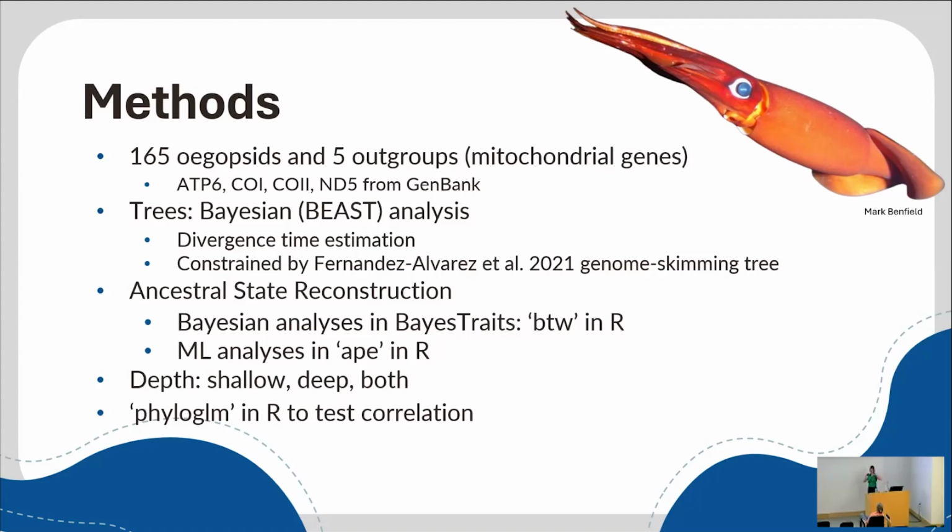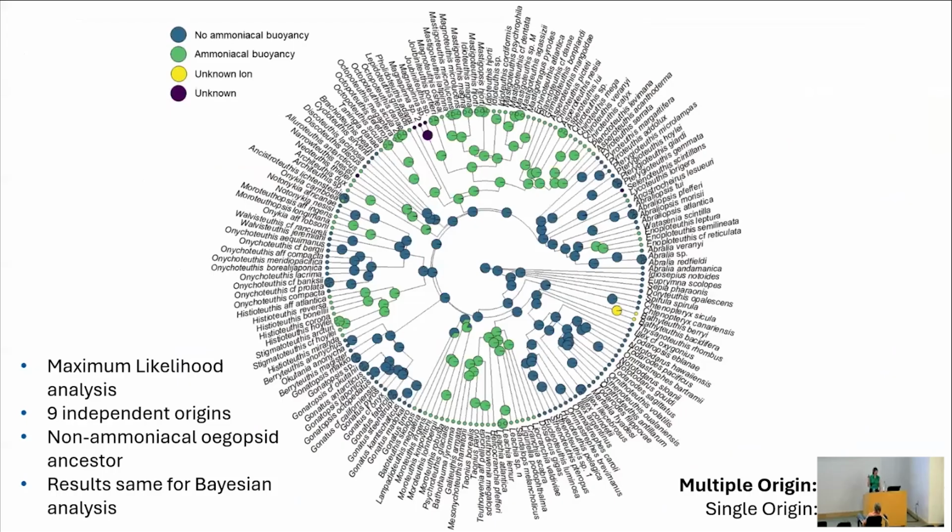Because I talked about how ammoniacal buoyancy is good for deep sea species because it doesn't compress with depth, I hypothesized that this trait might correlate with the depth distribution of these ammoniacal species. And so I characterized each species as shallow, or above 200 meters, deep, or below 200 meters, or both, spanning from the surface to the depths. I did the same ancestral state reconstruction as for ammoniacal buoyancy. In order to test for correlation between these two traits, I used a phylogenetic generalized linear model in the phyloGLM package in R.